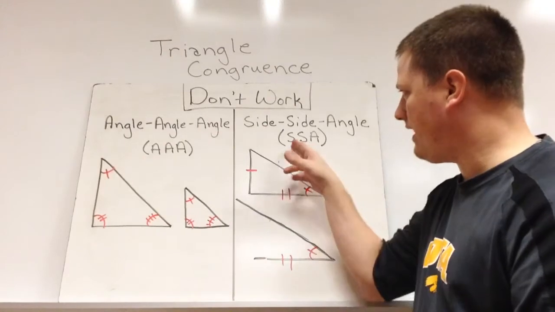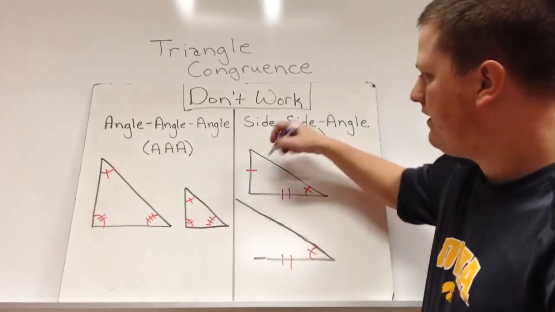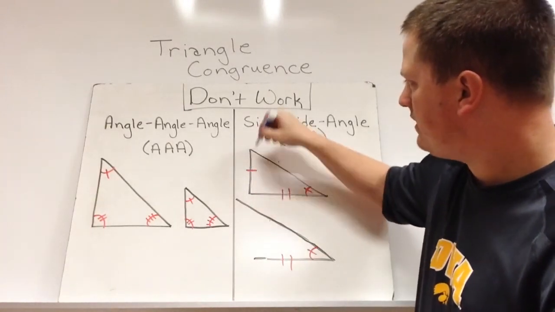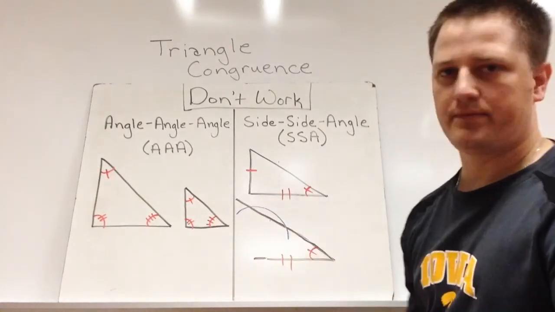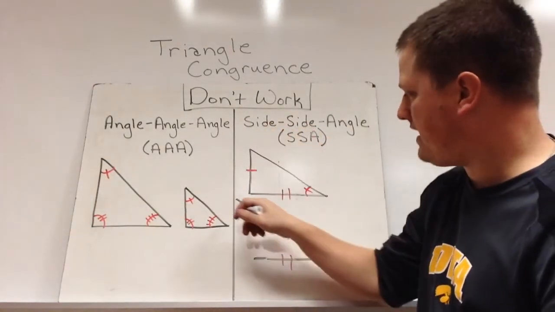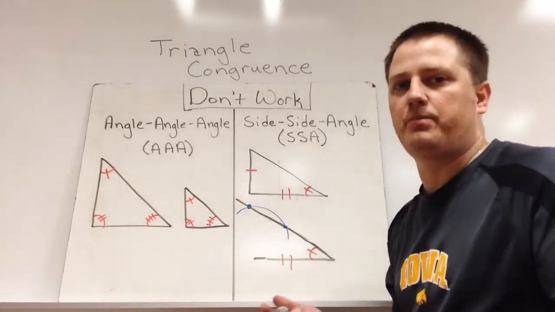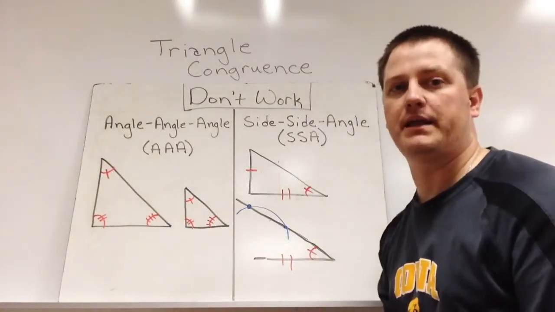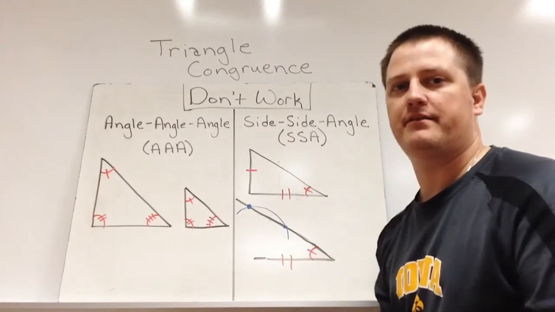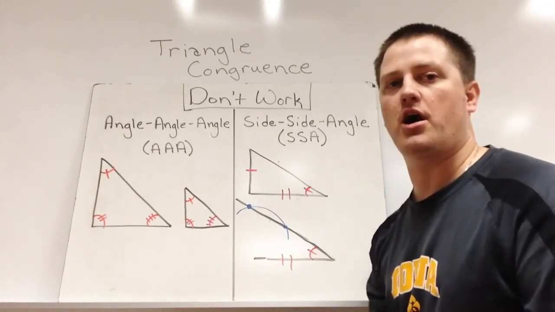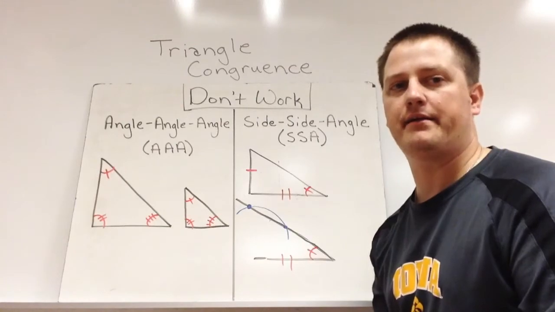Side-side-angle, or SSA, is not a congruence because what we can do is take our compass and measure our second side. We have a side and an angle drawn, and from this side, as we mark the distance of this second side and swing it, we would get 2 possible answers. Because there are 2 possibilities, we don't know which one is the right one, so we can't ever prove that it's correct. Yes, it's a 50-50 chance, but it's still more than one possibility, so we can't say that they're automatically congruent. Just like this one, these could be congruent, but we can't guarantee it.